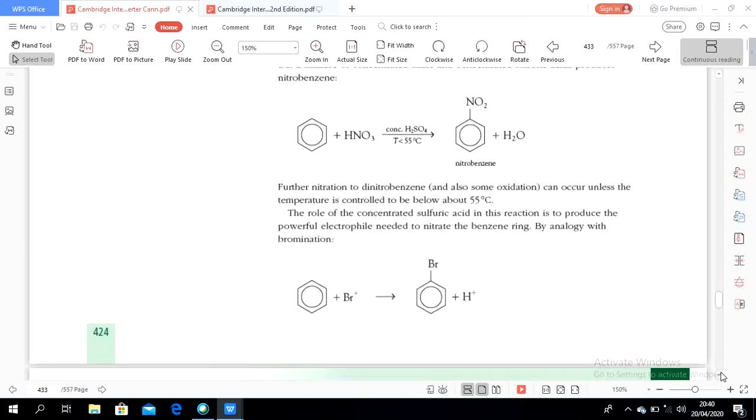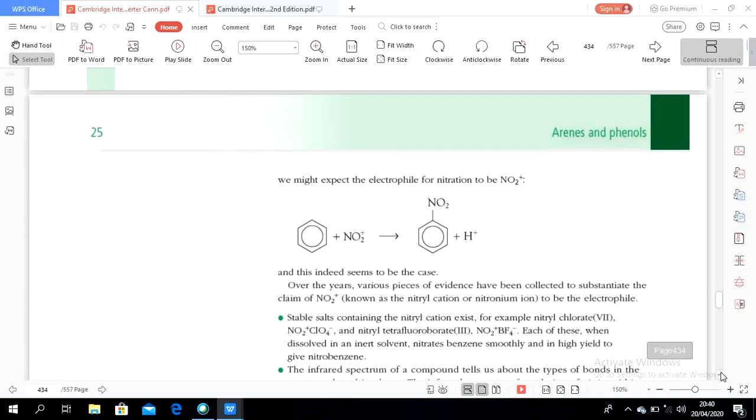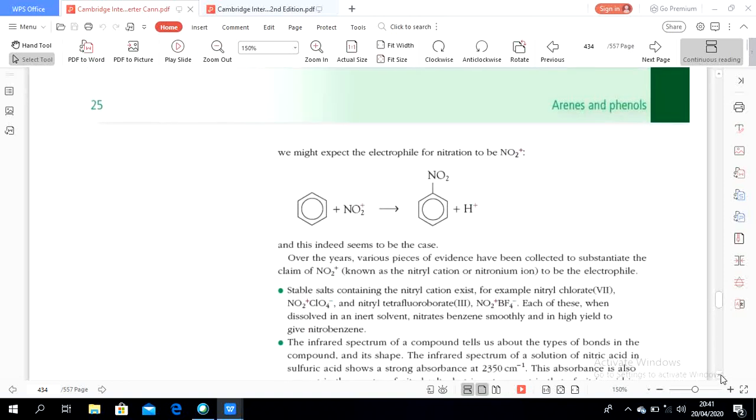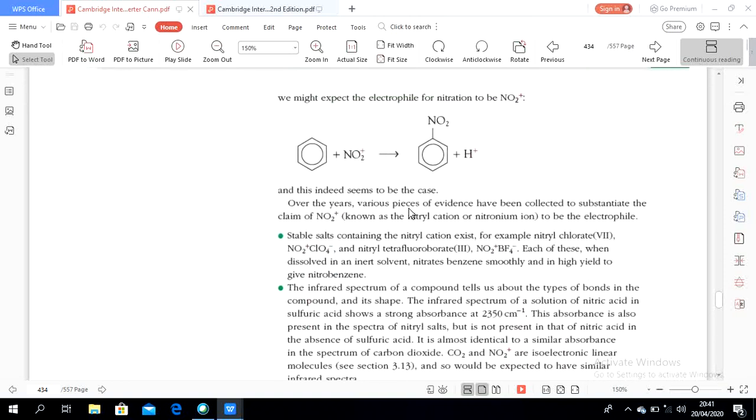This is the same analogy, and then we might expect the nitration electrophile to be NO2 positive. So this has already become the electrophile. The electrophile will react with the benzene to form this one. Okay, let's see next. Over the years, various pieces of evidence have been collected to substantiate the claim that nitrate, known as nitryl cation or nitronium ion, is the electrophile.